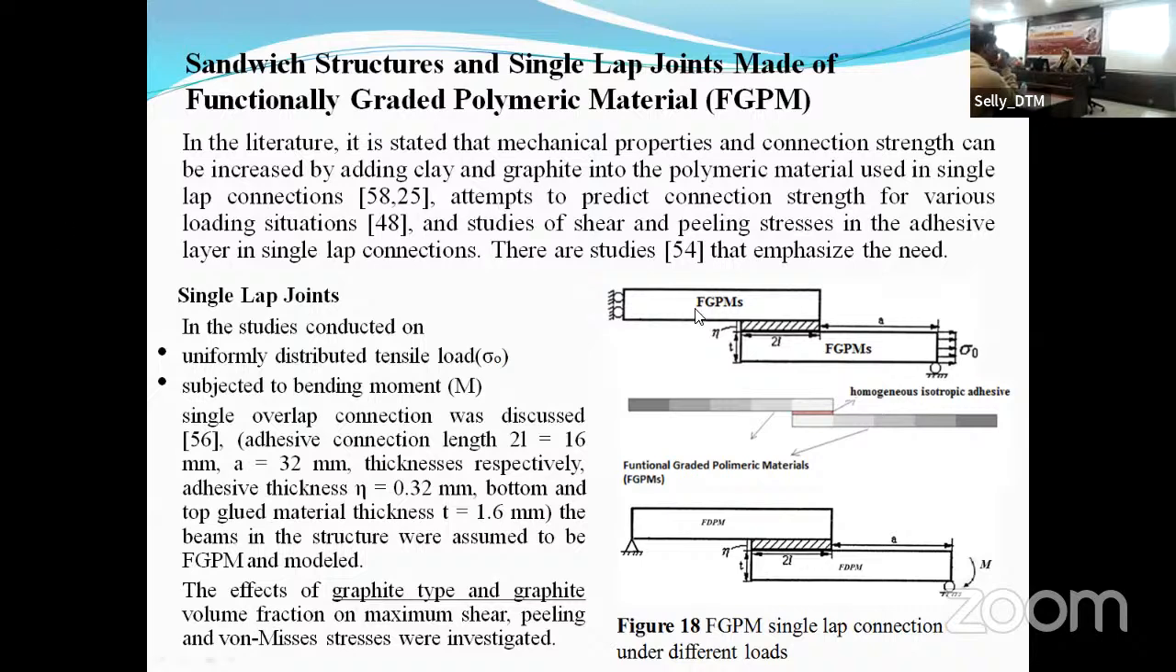So if the adherent was chosen as functional graded polymeric materials, you can see these dimensions, based on the literature, of course, and we take the effect of the graphite type and graphite volume ratio at that time, maximum peel, maximum shear, and maximum von Mises stress.